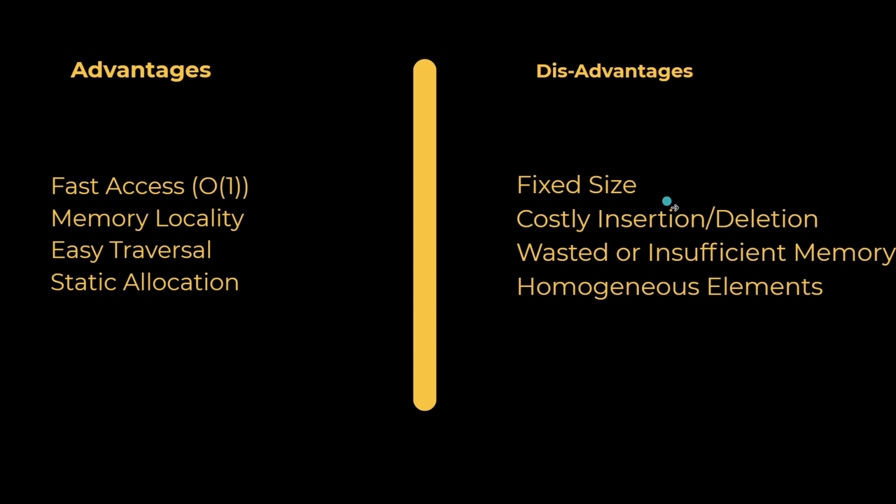Suppose you initialize the size of an array at the time of declaring, we can't change it after that. Costly insertion and deletion: if you want to insert or delete any element in that array, it is difficult. Why? Because if you insert an element in the middle of the array, it has to swap, interchanging the values that are present before and after that specific index.